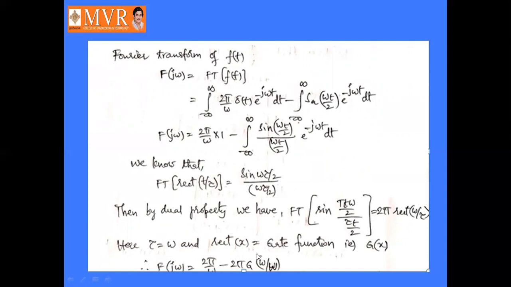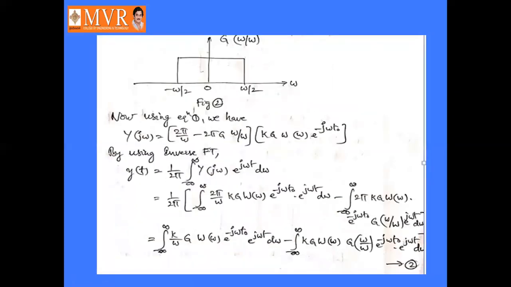So F of j omega equals 2 pi by omega minus 2 pi into g of omega by w, which is varying from minus w by 2 to plus w by 2. Now using equation 1, we have Y of j omega equal to 2 pi by omega minus 2 pi g of omega by w, into K g_w of omega into e power minus j omega t naught.